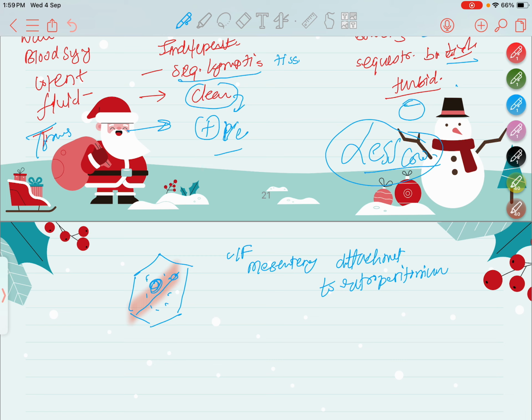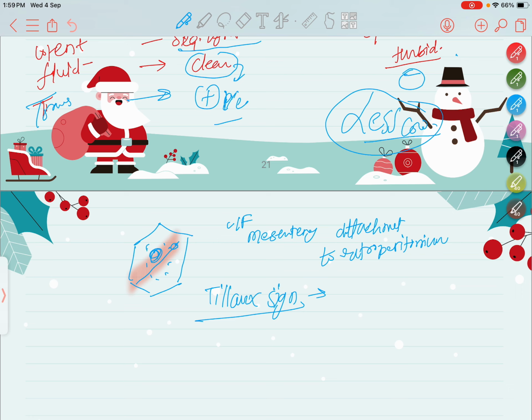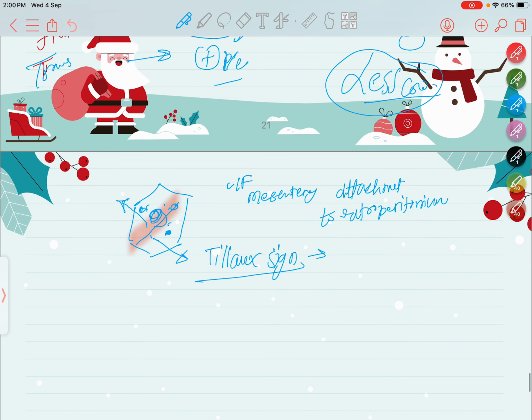What is Tillaux sign? Tillaux sign is generally seen in this mesenteric cyst. If we press over here, the swelling moves towards the right angle of the mesentery. If we press here, it moves to the right angle of the attachment of the mesentery. So this is known as Tillaux sign, that is the movement of the swelling at right angle to the attachment of the mesentery.